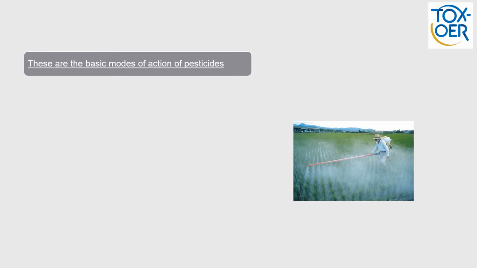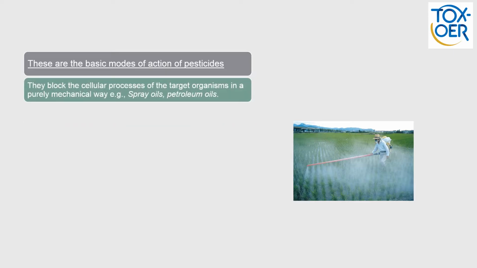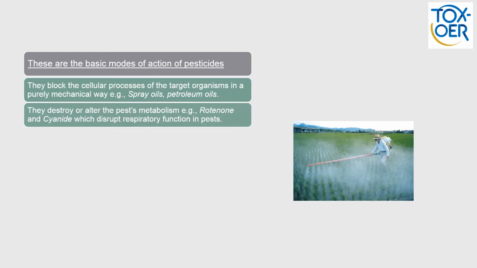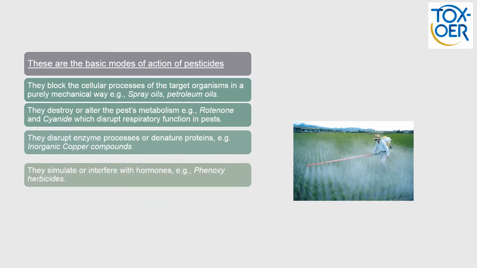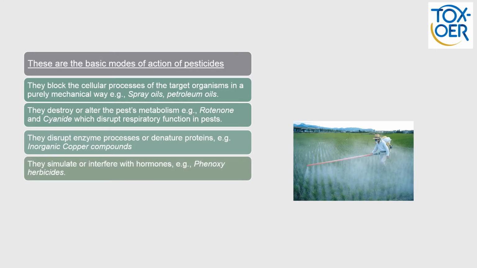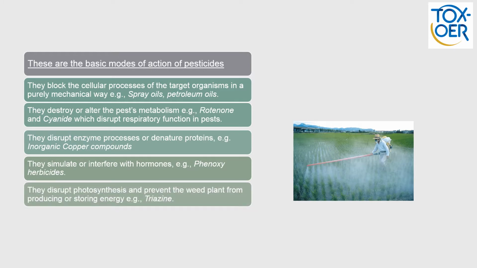These are the basic modes of action of pesticides. They block the cellular processes of the target organisms in a purely mechanical way. They destroy or alter the pest's metabolism. They disrupt enzyme processes or denature proteins. They simulate or interfere with hormones. They disrupt photosynthesis and prevent the wheat plant from producing or storing energy.